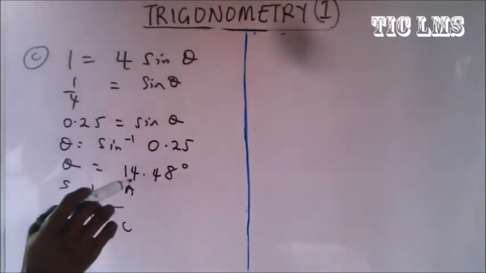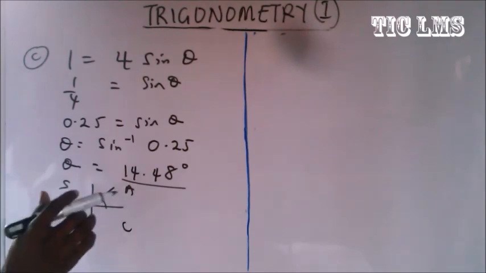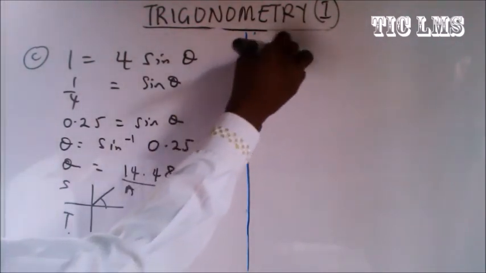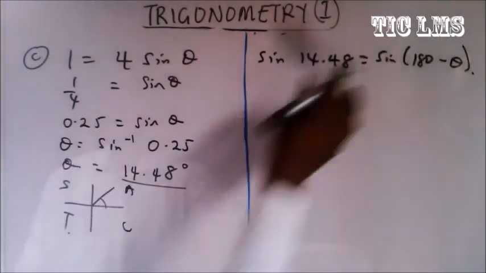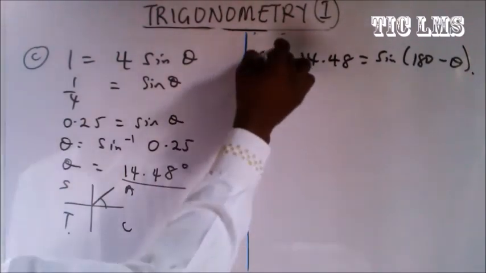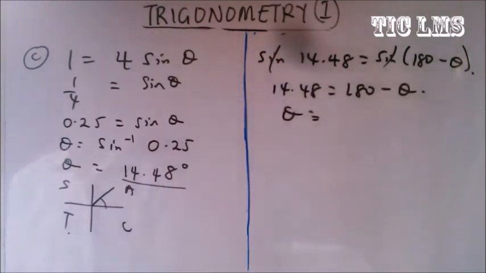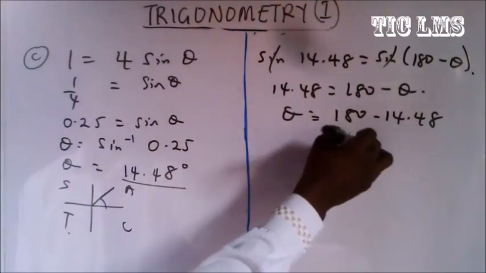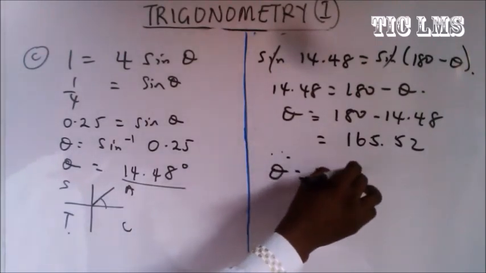Now in this case, we have our four quadrants. Our sign here is positive, that's positive 14.48, meaning that it is in the first quadrant. But let's take note that sine is not only positive in the first quadrant, it is also positive in the second quadrant. And so its equivalent angle will be sine 14.48 equals sine of 180 minus theta, according to the rule in the second quadrant. So sine cancels sine, we have 14.48 equals 180 minus theta, and so theta equals 180 minus 14.48, and that will give 165.52.